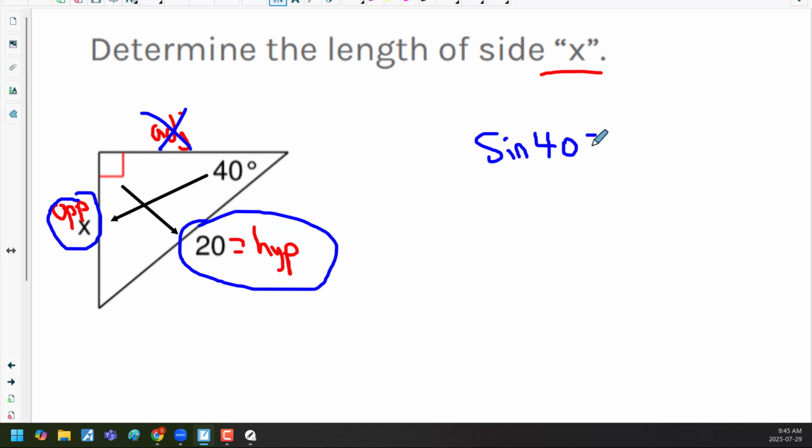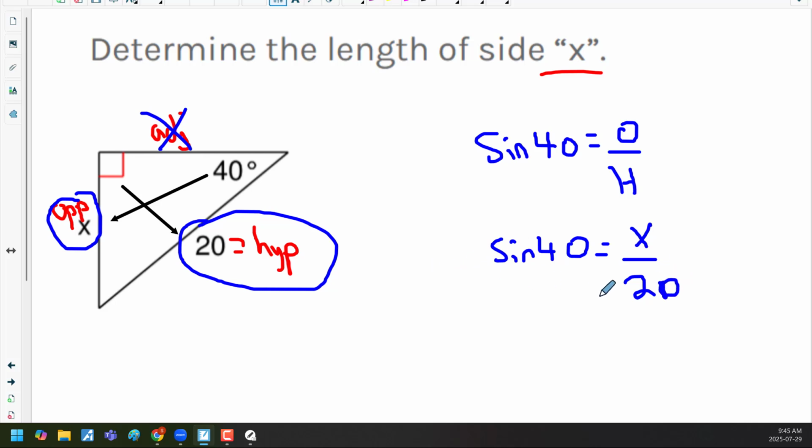So sine 40 is equal to opposite over hypotenuse. Sine 40 is equal to, opposite is going to be my x value. Hypotenuse is 20. So this is our formula that we're going to use. Question is, how do we use this formula? This is important. Whenever it comes to trig ratios and you're trying to solve for anything, always make two fractions on both sides of the equal sign.